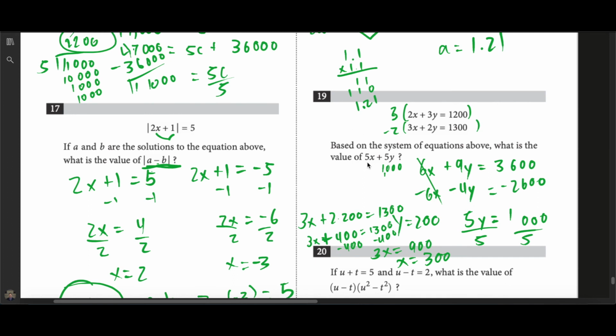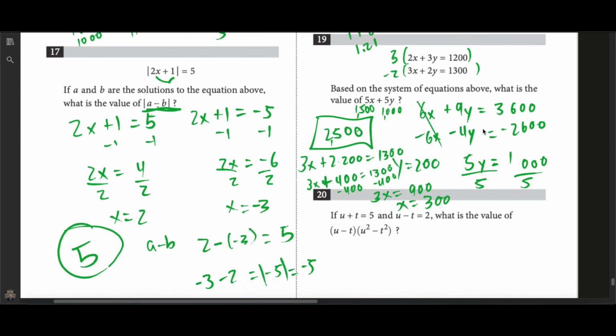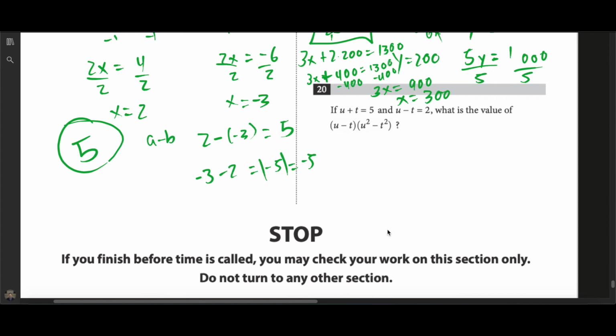So 5 times x, 5 times 300, that's 1,500. And when you add these two together, that gives you 2,500. So that should be our answer. I know that's a lot of work, and you have very little room, but these are probably going to be the last questions you work on, and so you want to get as many points as you can.